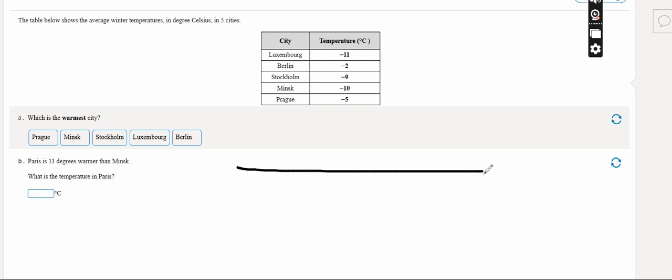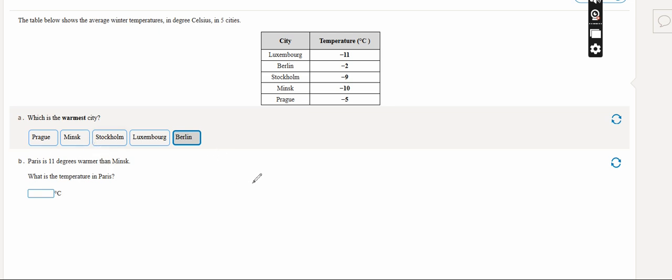What do I mean by that? If you put the numbers on a line, -9 is smaller than -2. It's the opposite to the positive ones. So forget that if it's more complicated, just focus on this. -9 is smaller than -2. The same thing, -9 is smaller than -3. Okay, so let's go back in here. What is happening here? The temperatures are here. Which one is the smallest? The warmest city is going to be -2 here. Which city is that? Berlin. The next thing, Paris is 11 degrees warmer than Minsk.